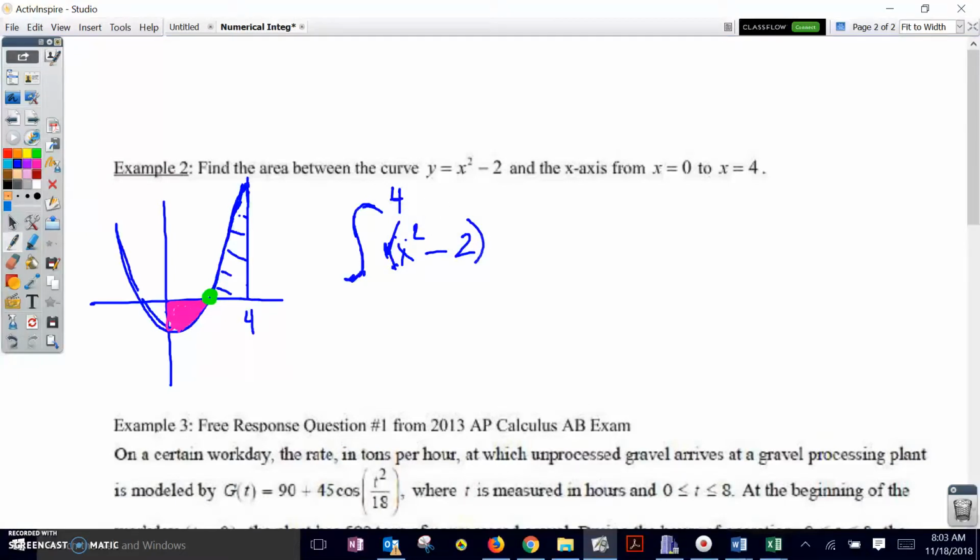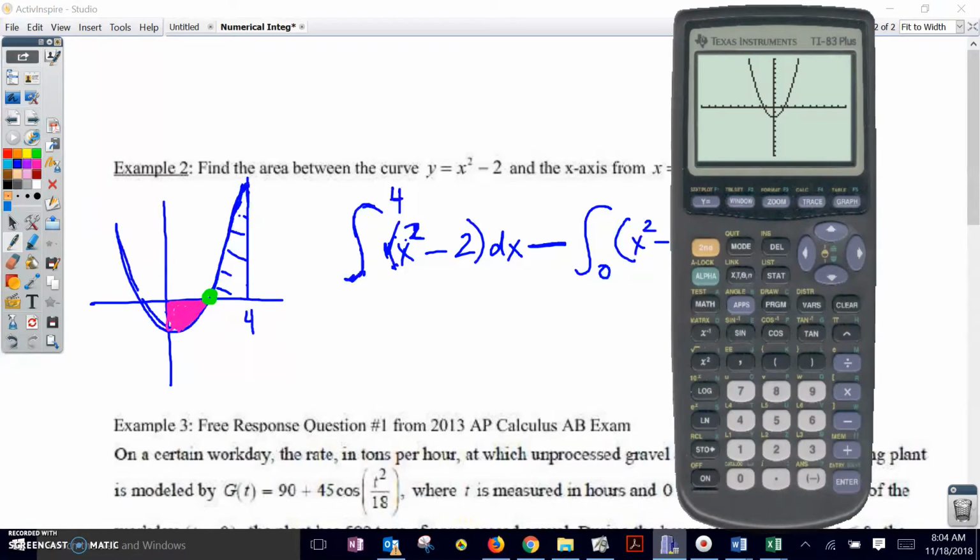That we want counted as positive area. And then the integral from 0 to wherever that root is, which the integral is going to count as negative value. So in order to turn it positive, we are just going to subtract it away. So now we need to do one more thing, find out where that root is.